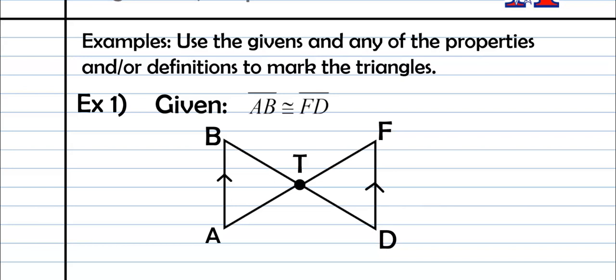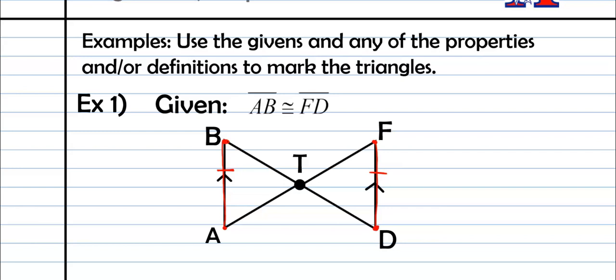So I'm going to find AB, which is right here. I'm going to find FD, which is right here, and we're going to mark those as congruent. So I'm just going to use one tick mark. Now, there are some arrows on those segments already, but remember those arrows mean parallel. Those two segments are parallel to each other, but nothing about congruent. So we need to make sure we add that congruent sign.